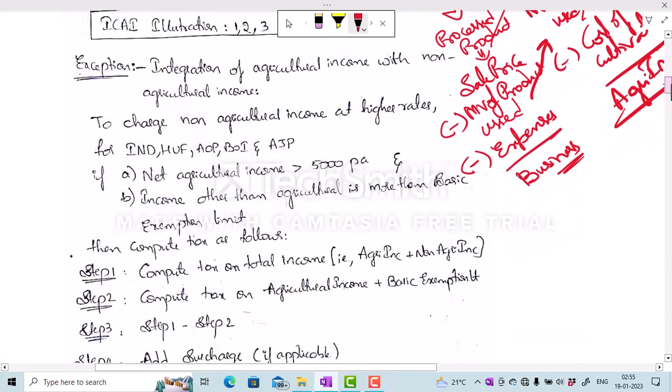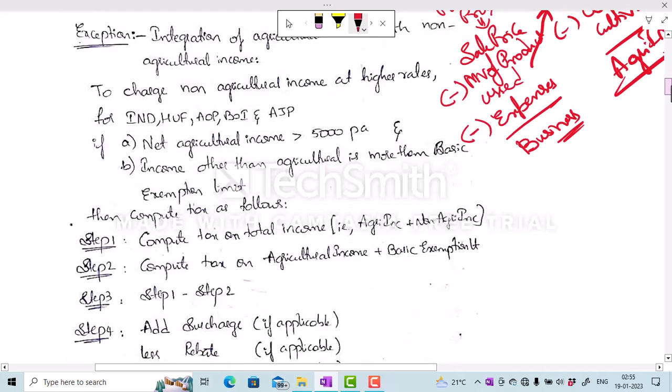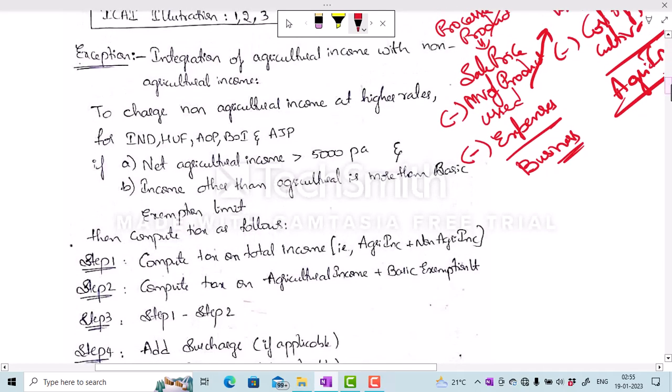So we have done with one part and the other part has left. That is integration of agriculture income with non-agriculture income. If these three conditions are satisfied, then we need to compute the tax as follows. It is just to charge non-agriculture income at higher rate of taxes. Still we get benefit of agriculture income, but non-agriculture income will be taxed at higher rate.